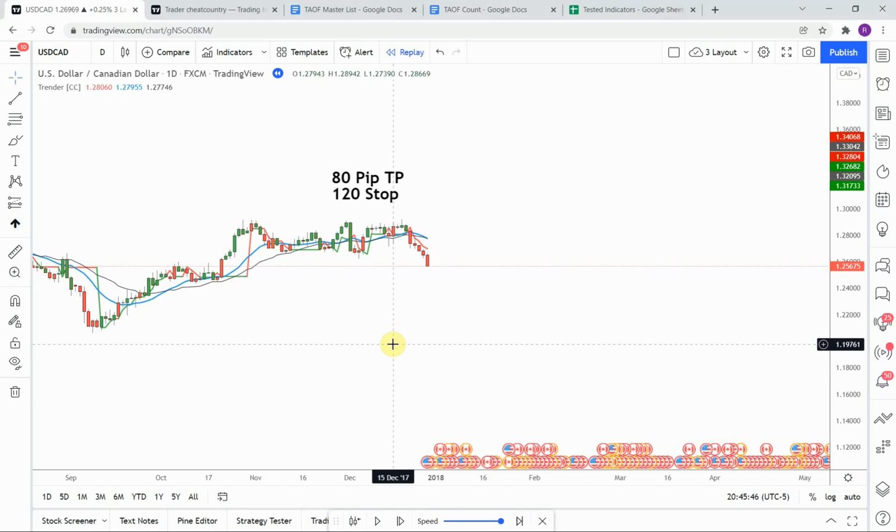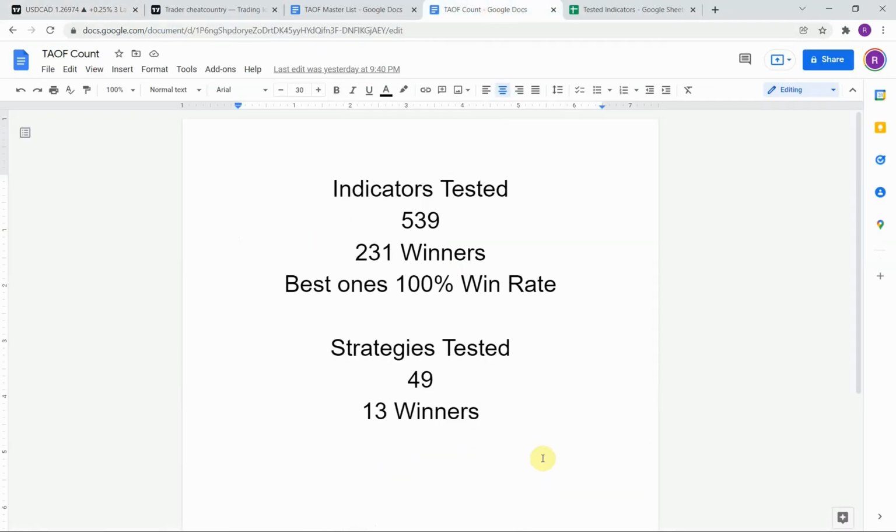Alright, as I said, today we will be testing the trender indicator. Before we do though, I wanted to put the testing scoreboard up for everyone to see. So to date, we have tested a total of 49 different strategies, with 13 of them being profitable. We have also tested a total of 539 indicators, with 231 of them being winners. The best ones so far were able to achieve a 100% win rate.